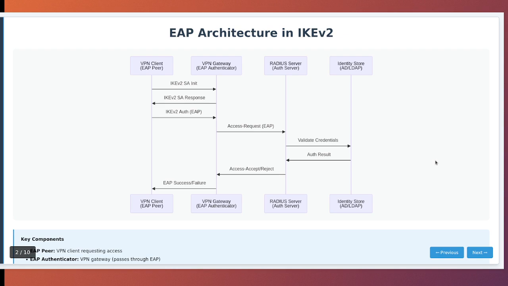The diagram on this slide illustrates the three key components: the EAP peer, which is your VPN client, the authenticator, which is your VPN gateway, and the authentication server, typically RADIUS. Notice how the EAP messages are encapsulated within IKEv2, and how the gateway acts as a middleman. This architecture allows you to change authentication methods without touching your VPN infrastructure. You simply reconfigure your RADIUS server. I've seen organizations switch from passwords to certificates to biometrics, all without changing a single line of VPN gateway configuration. That's the power of EAP's extensible architecture.